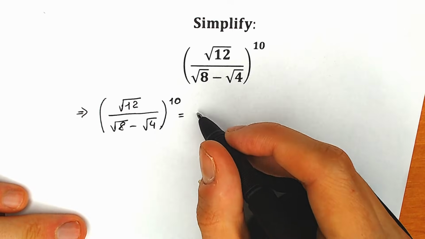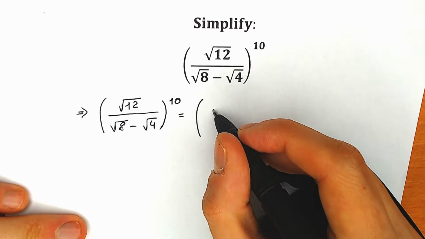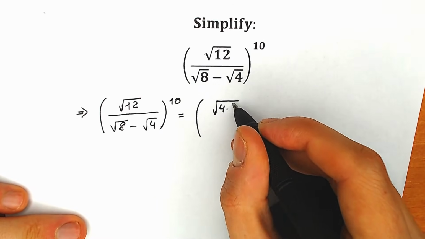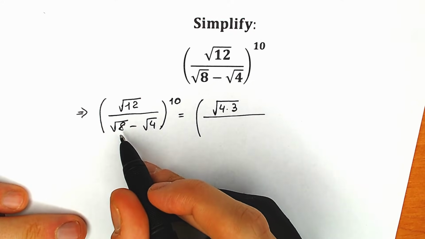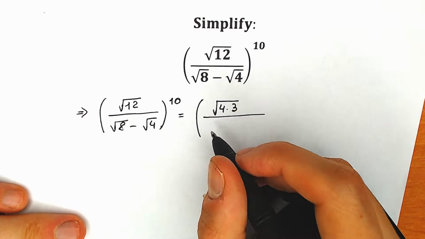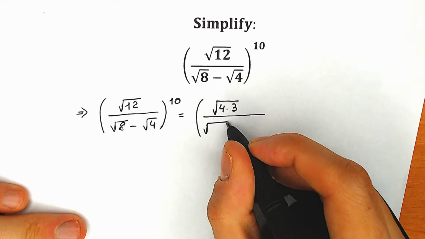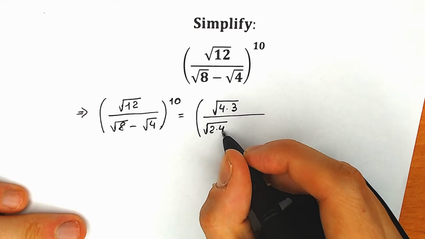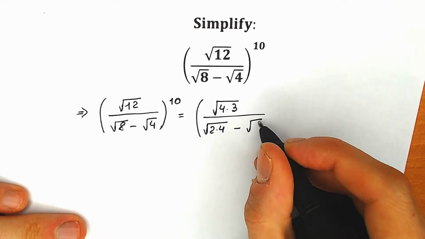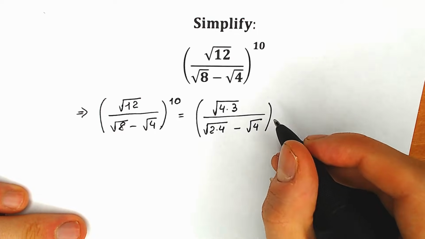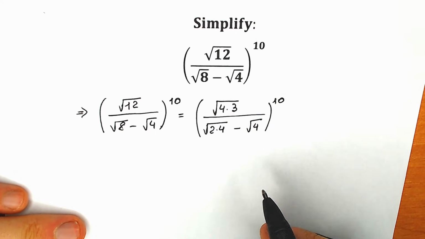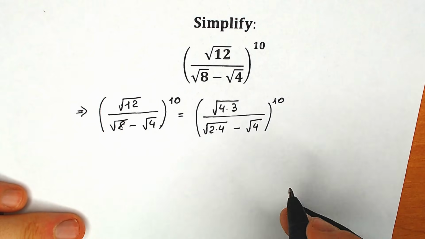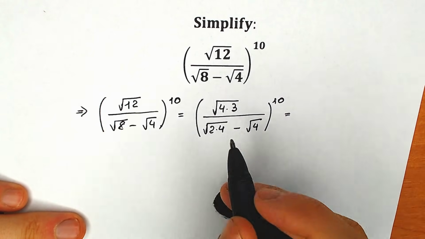Let's do it right now. First of all, let's write it as 4 times 3, and we divide it by 8, which can be written as 2 times 4. So we have the square root of 2 times 4 minus the square root of 4. Of course, the square root of 4 equals 2, and instead of this 4, we can write 2. But let's wait a few seconds, because right now we can easily split this expression.